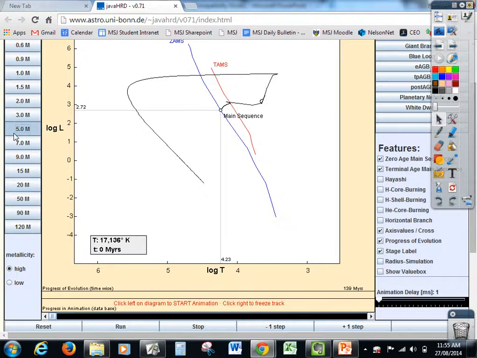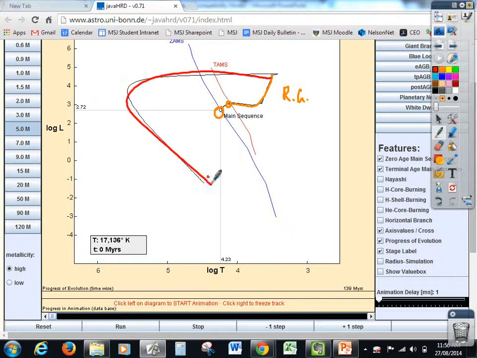Okay, it starts here at zero age main sequence. It comes over here to terminal age main sequence. What's this part here? It's the red giant stage. And then what happens to that point from here to here? That's the collapse and white dwarf stage. Good. I'm just going to run it.